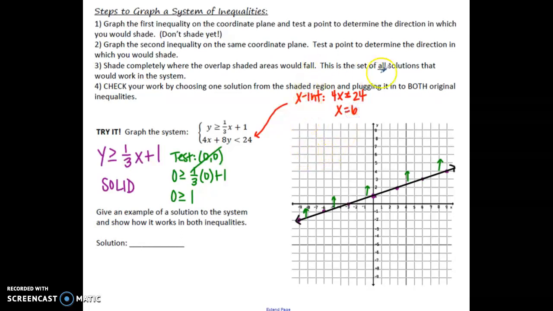That's our x-intercept. And then our y-intercept, we're going to figure out what happens when we plug in 0 for x. So we get 8y is less than 24, but again, we're just going to solve 8y is equal to 24. So our y-intercept is at 3. So our y-intercept is up here, and our x-intercept is down here.